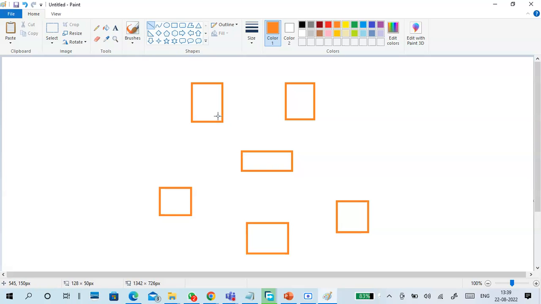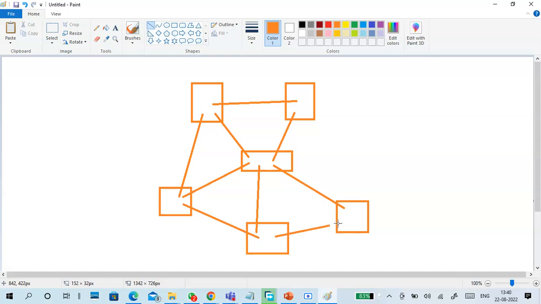For example, you choose a star topology as well as a mesh topology that is called a full mesh topology. Star topology means all devices are connected to a centralized device. It is either a hub or a switch. In a mesh topology, all devices are connected to each other.